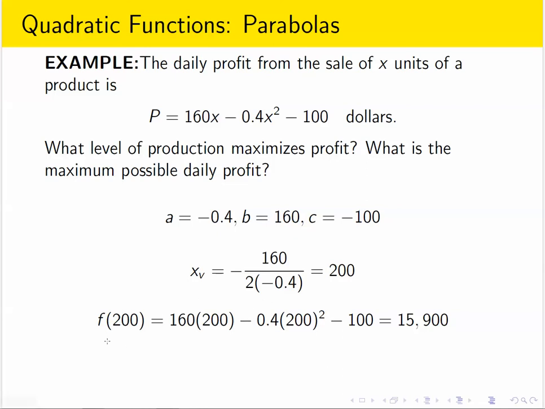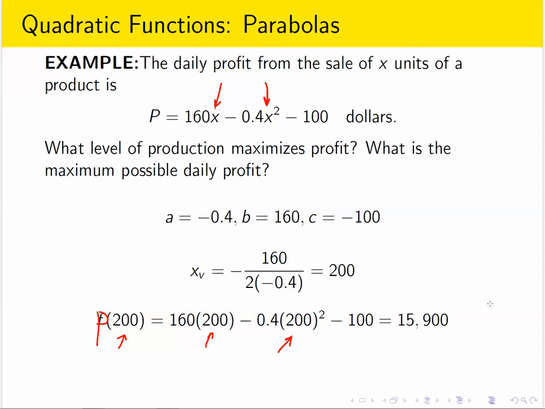And if you sell that many units, you plug the number 200 into this function. Actually, this should be a p for profit. Plug 200 into that formula everywhere you see an x, and so that gives you 160 times 200 minus 0.4 times 200 squared minus 100. And when you simplify that, you end up with the result 15,900.